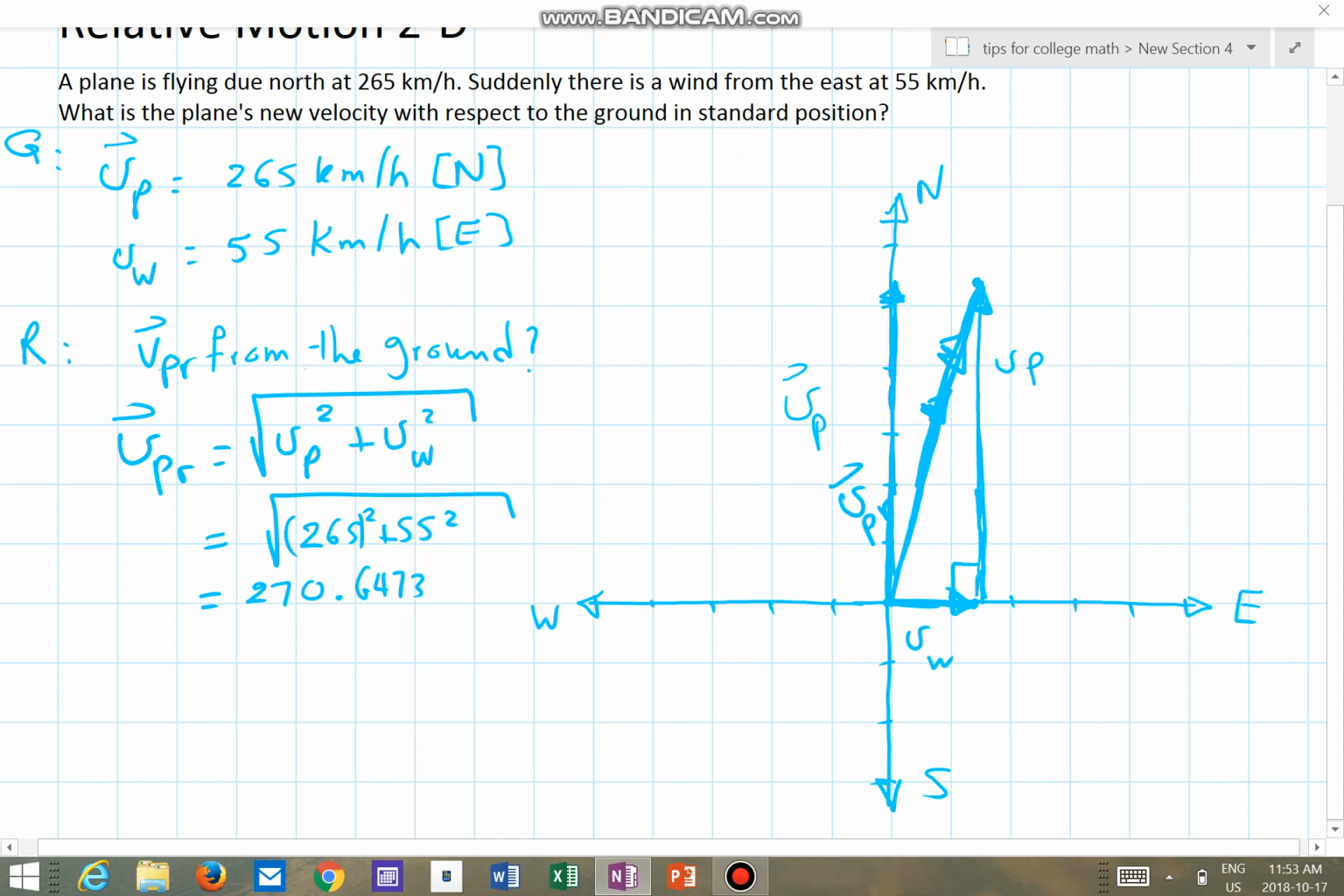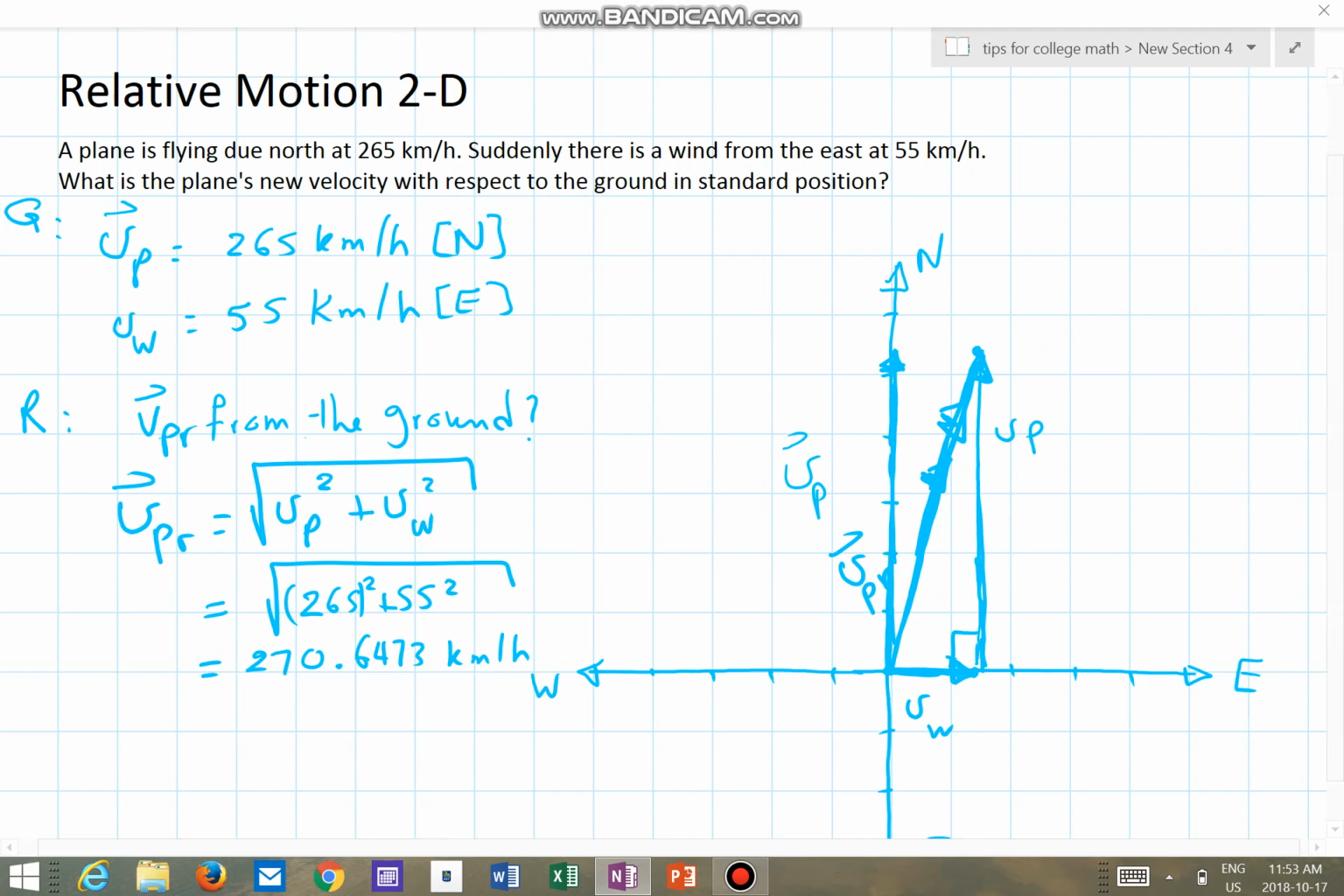270.6473 kilometer per hour. How many significant digits did I start with? Well, I started with 3 significant digits, 2 significant digits. So I'm gonna take the least one, which is 2, so that will be around 270 kilometer per hour.